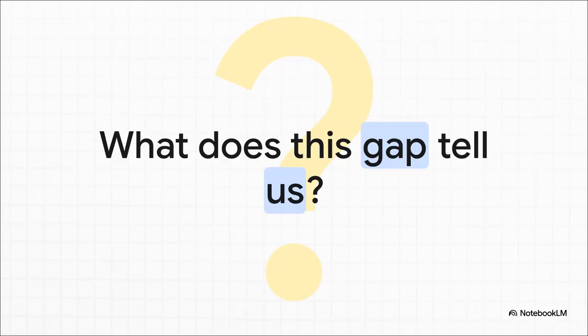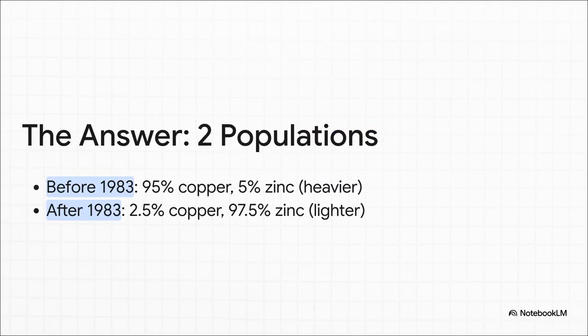So what's the story here? A gap like this in your data is a massive clue. It's screaming at you that your data might not be one uniform group, but could actually be coming from two, or maybe even more, completely different populations all mixed together. And that is exactly what's happening.